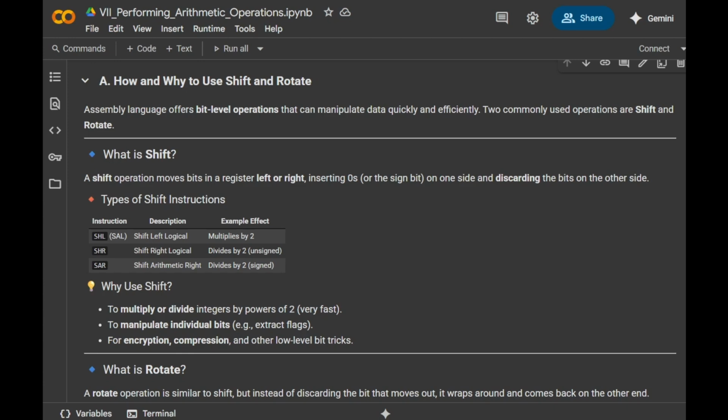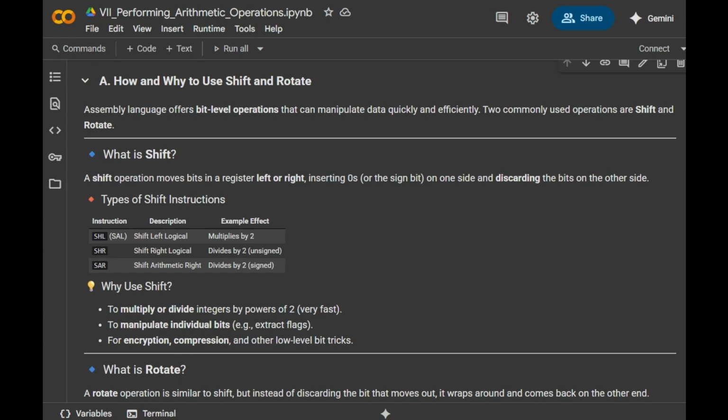Assembly language provides bit-level operations that can manipulate data very quickly and efficiently. Two of the most common are shift and rotate. A shift operation moves the bits in a register either to the left or to the right. When bits are shifted, zeros or sometimes a sign bit are inserted on one side, and the bits that are pushed off the other side are discarded. There are a few types of shift instructions. Let's look at a table describing them.